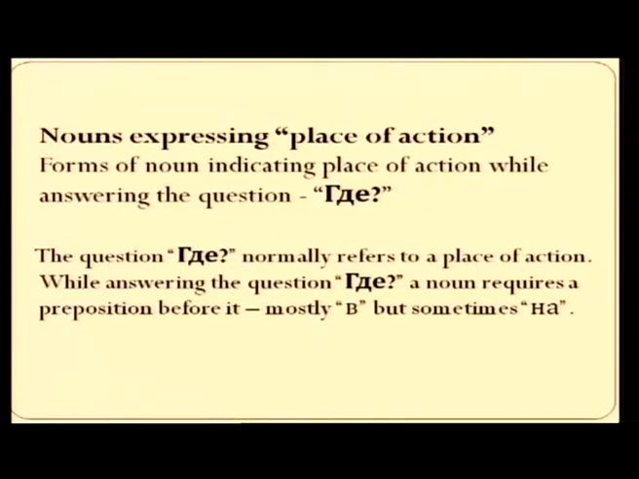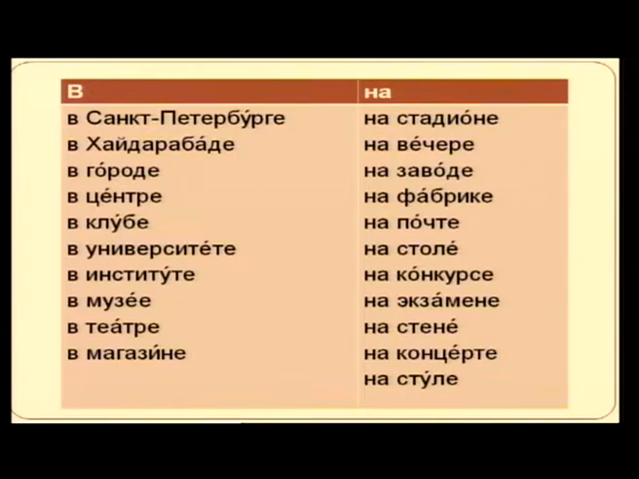Here, nouns expressing place of action, these forms of nouns indicating place of action while answering the question где, are being discussed in a detailed manner. The question где normally refers to a place of action, and while answering the question где, a noun requires a preposition before it, mostly в, but sometimes на. Let us pay attention to this slide where we are using в and на. These two prepositions, в and на, which indicate in or at, are being used with some strict formula. Please pay attention to the pronunciation while I read the sentences for you.